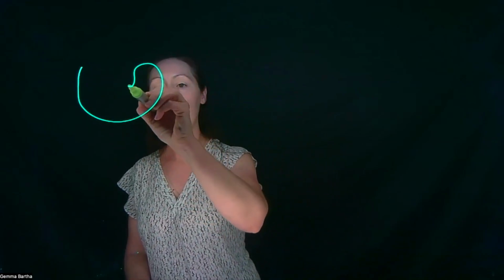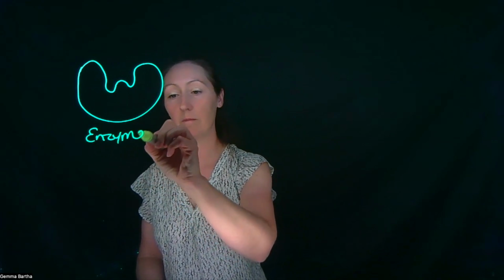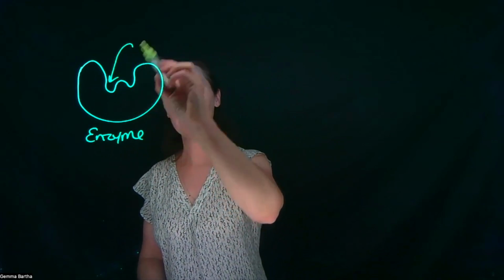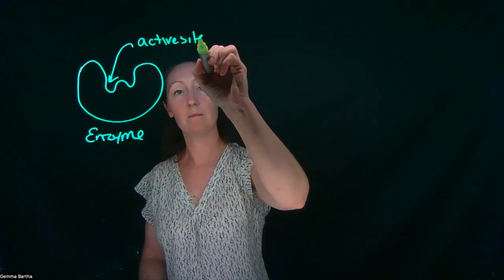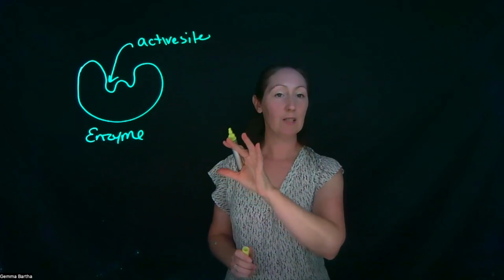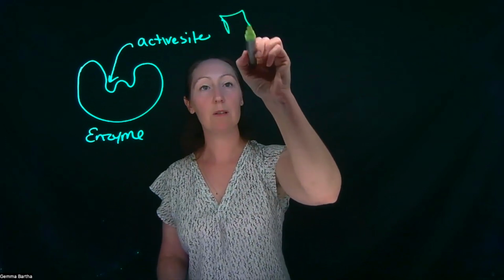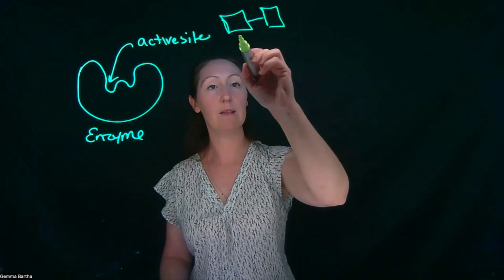So how does an enzyme work? An enzyme works by having particular substrates bind to it and creating products. So let's go through the steps. Here's an enzyme. And this spot right here is called an active site. This place is very important. This is where your substrate, let's pretend this is our substrate.